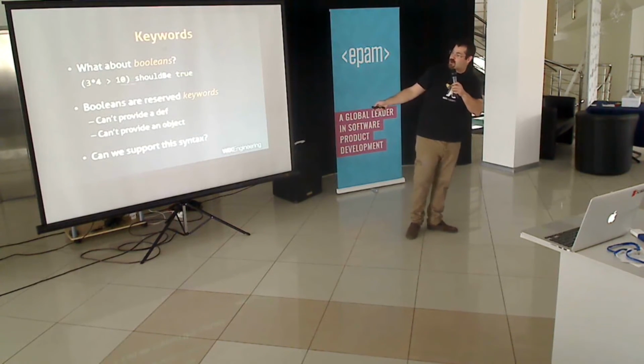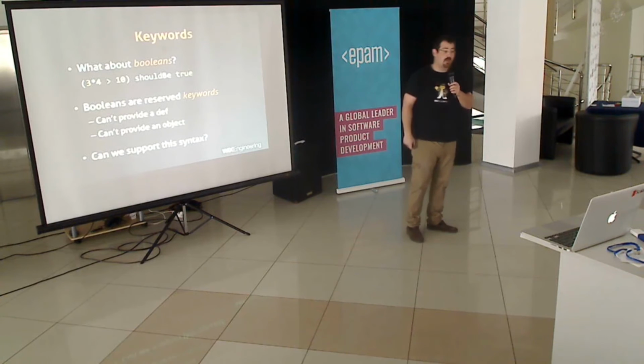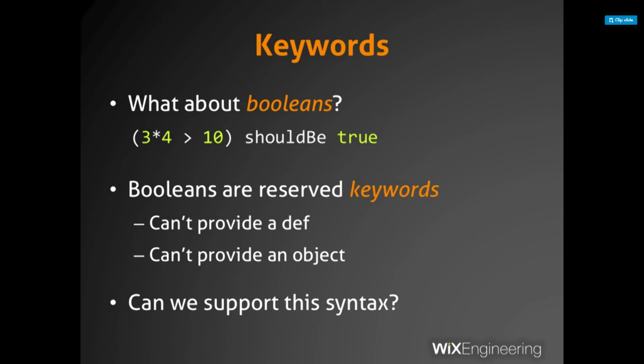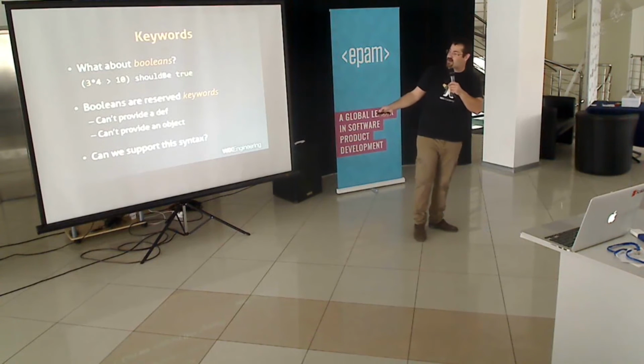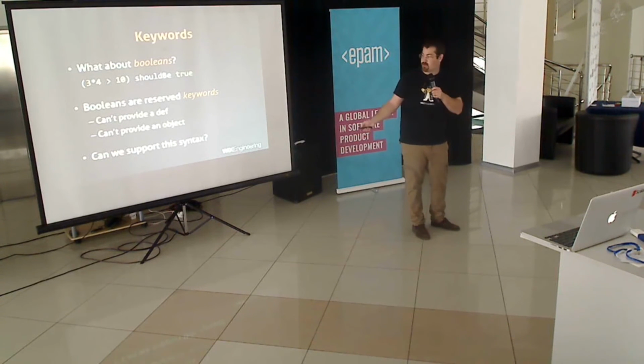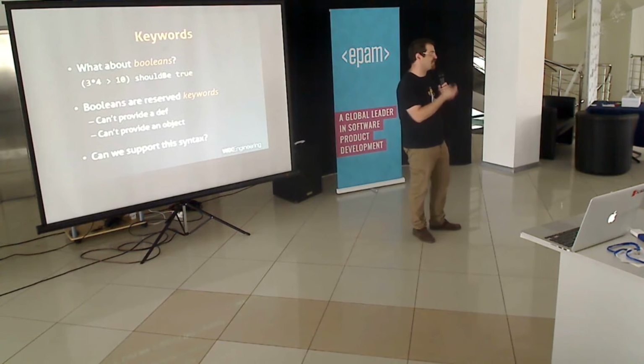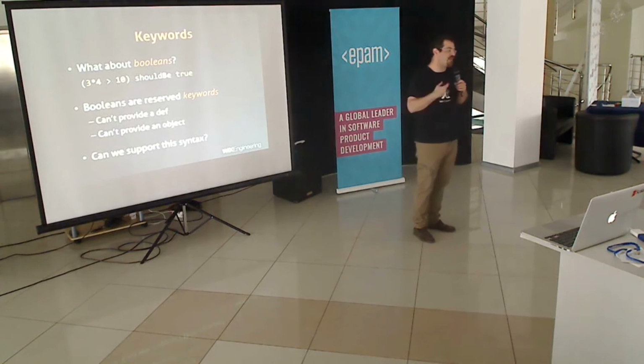Booleans. We want to have 3 times 4 is bigger than 10. That's a Boolean value. It should be true. The problem is that Booleans, the values for Booleans, true and false, are reserved keywords in Scala. They're not values. They're actual keywords. You cannot provide a method with the same name. You cannot provide an object with the same name. Really, you cannot define anything that has a name true or false in Scala, because you'll get a compiler warning. You can do that with backticks. Like you can wrap true in backticks, but then you would also have to use backticks whenever you actually use your DSL. So that is not really a solution.